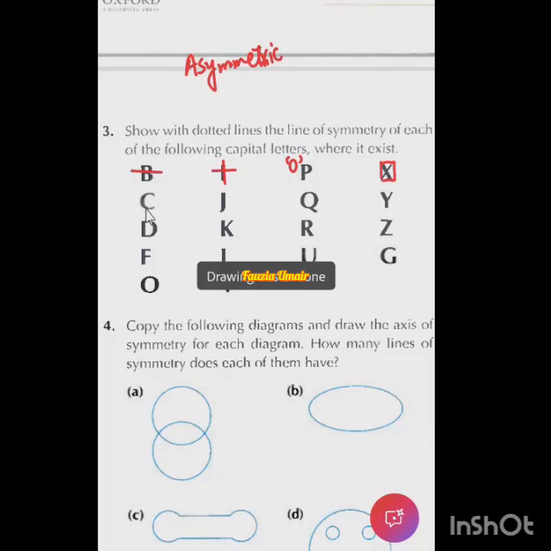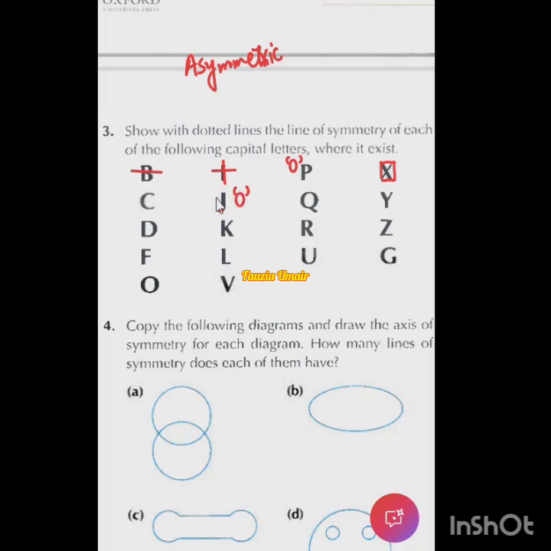So what about C? 1. Like the one line of symmetry. So like this, a horizontal line, right? Yes, ma'am. What about J? Ma'am, it has 1. How? Ma'am, if we cut like this, then there will be a curve on one side and not on the other side. So then there are zero lines of symmetry.